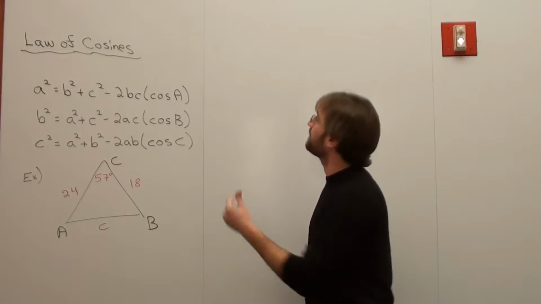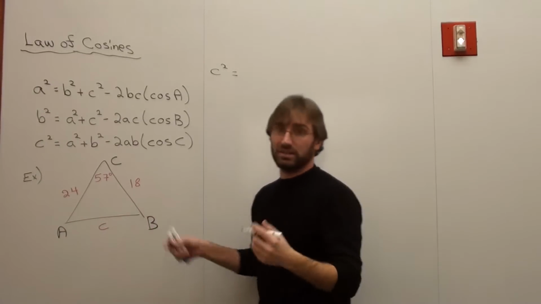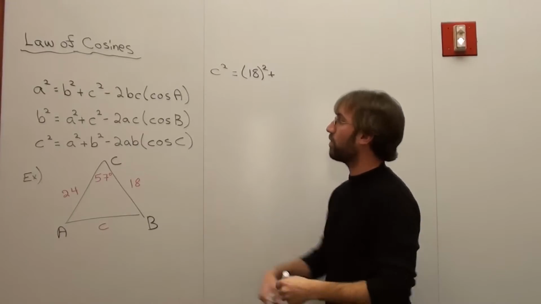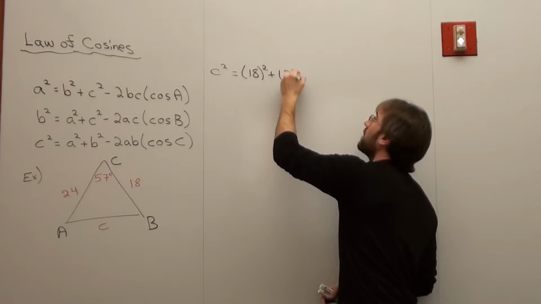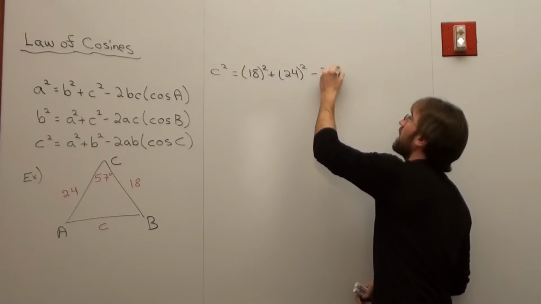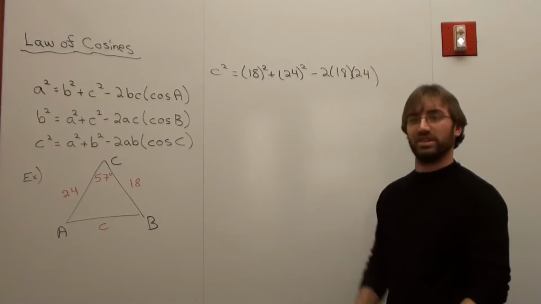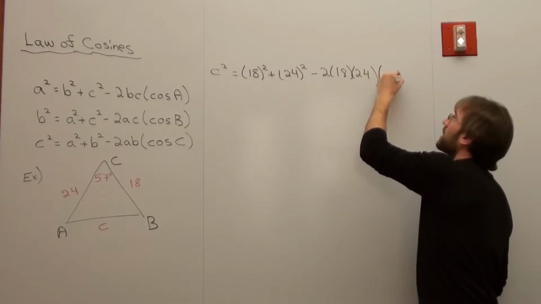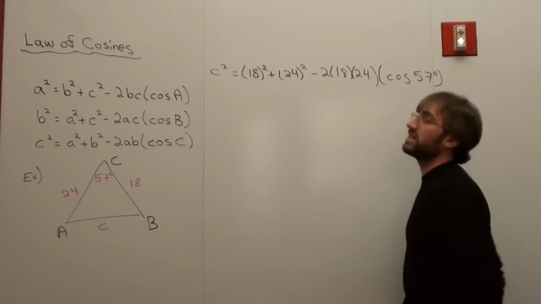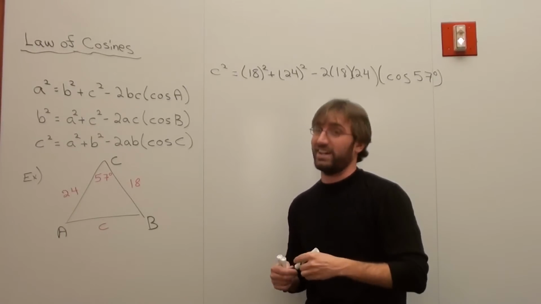So c squared equals a squared, which is 18 squared, plus 24 squared, subtracted by 2 times 18 times 24, times the cosine of 57 degrees. I don't know what the cosine of 57 degrees is. I know that it's close to 0.5. It's a little bit more than 0.5, but other than that, I don't really know.